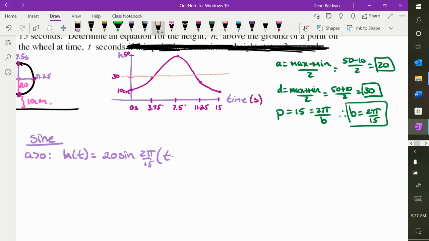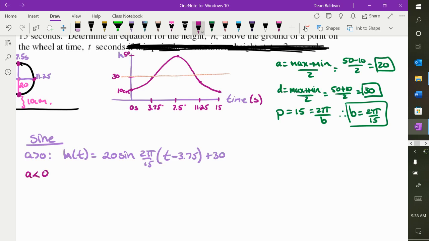You can use the decimal. So there's your midpoint. The midline is your D value. The rising part is at 3.75. So t minus 3.75, and our D value is plus 30. There's one equation.